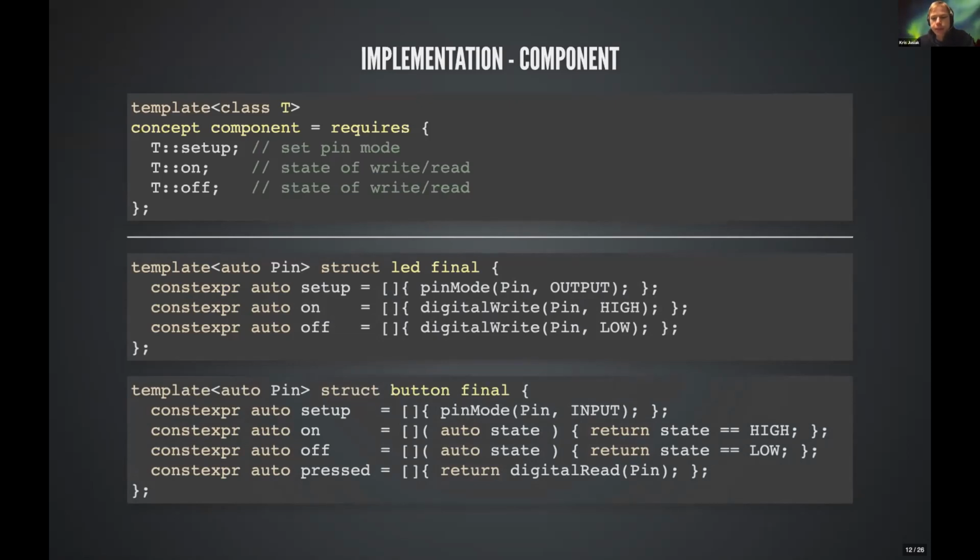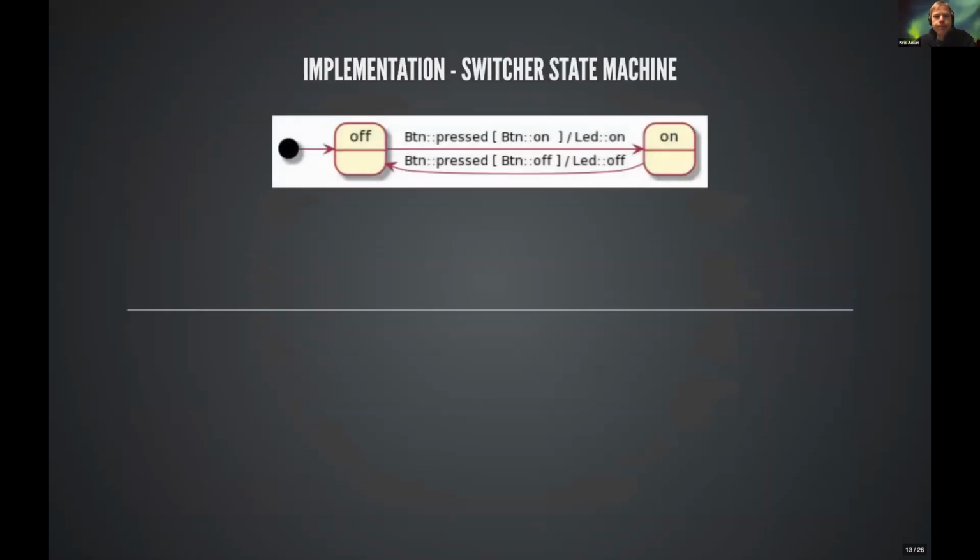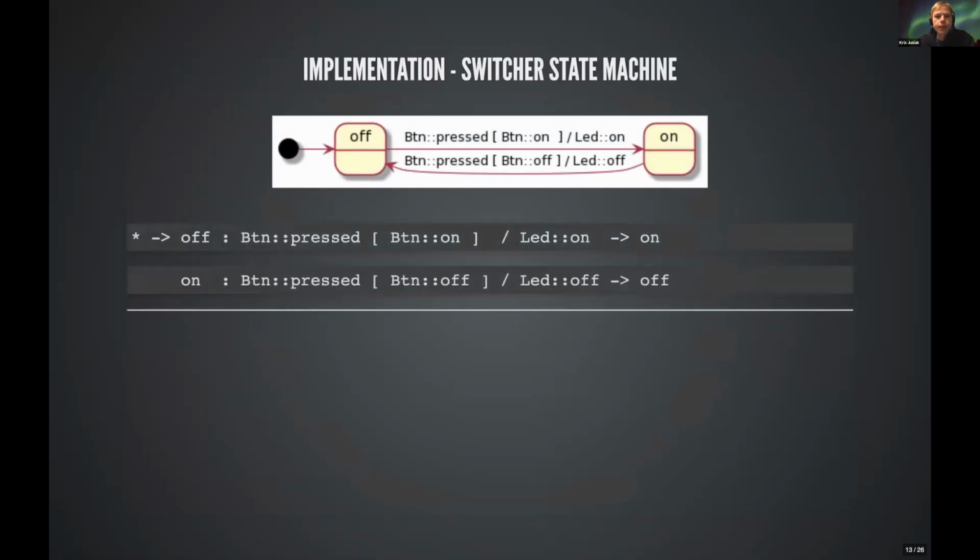On and off will verify the state, whether it's high or low, and whether it's pressed will be verified by just digital read. So digital write, read, and pin mode are available in Arduino.hpp, and also with WiringPi, so it can be leveraged the same way. It's quite a common implementation. So we have that switcher, as I pointed out, with UML.